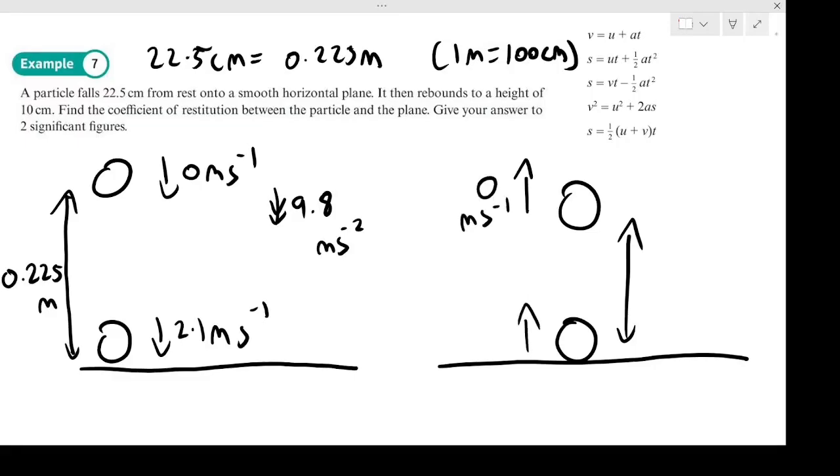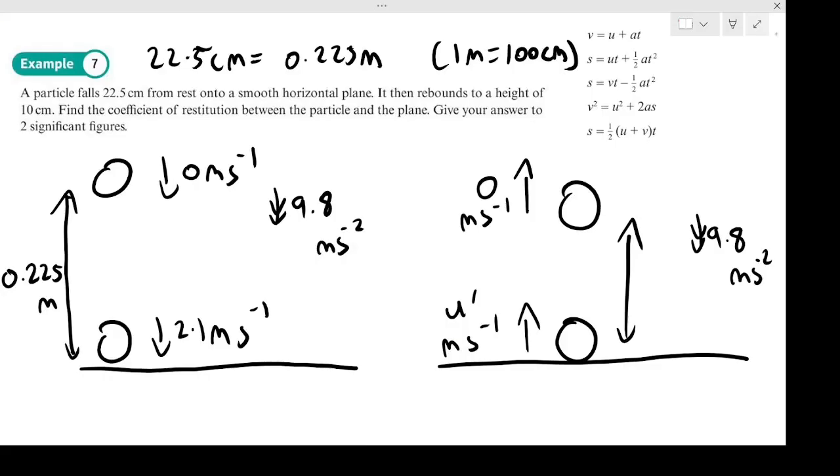And then I can call the speed initially as it bounces off the floor U dash. So hopefully happy with that. Again, the acceleration downwards is 9.8. Now, it wants me to find the coefficient of restitution.